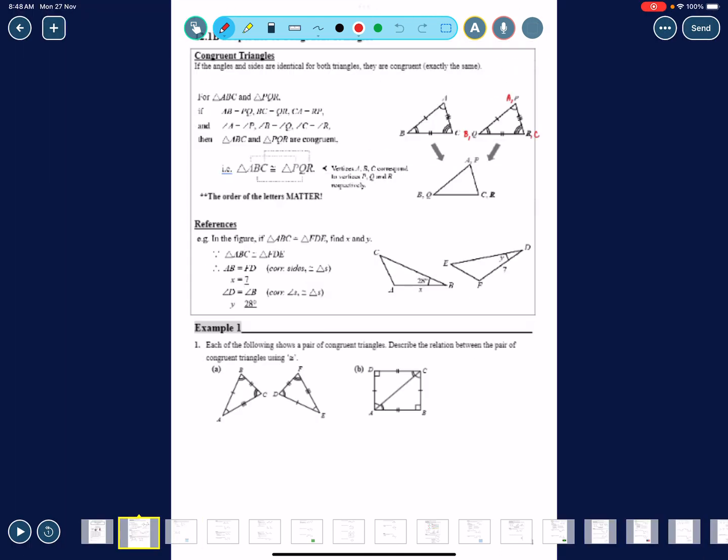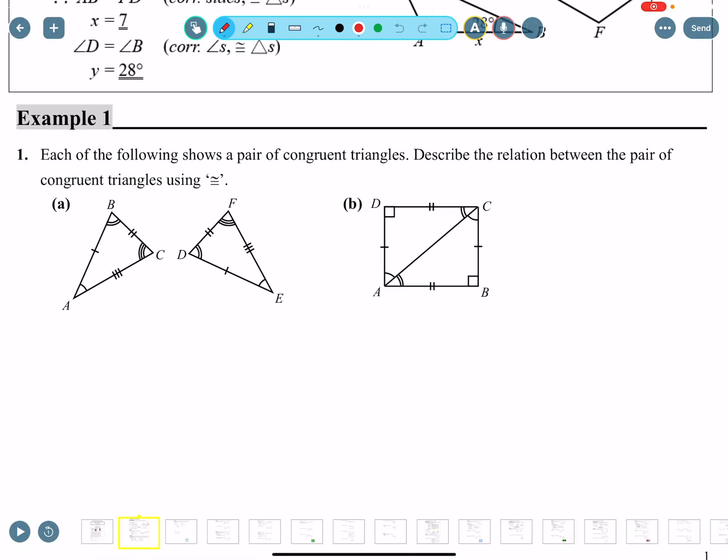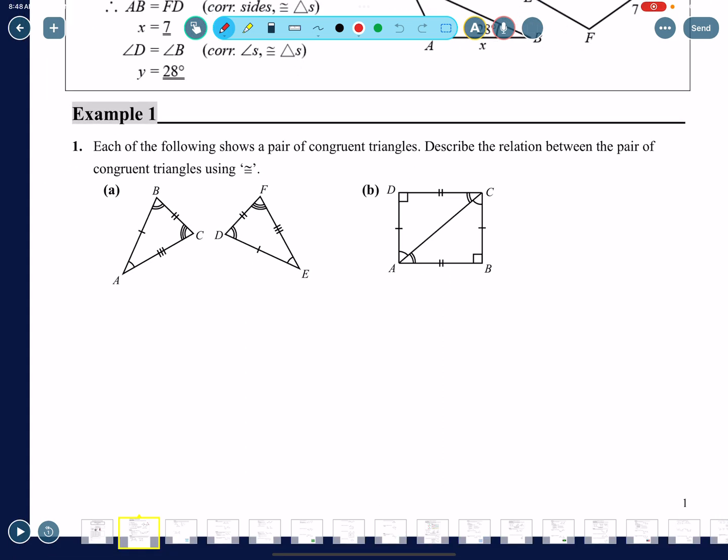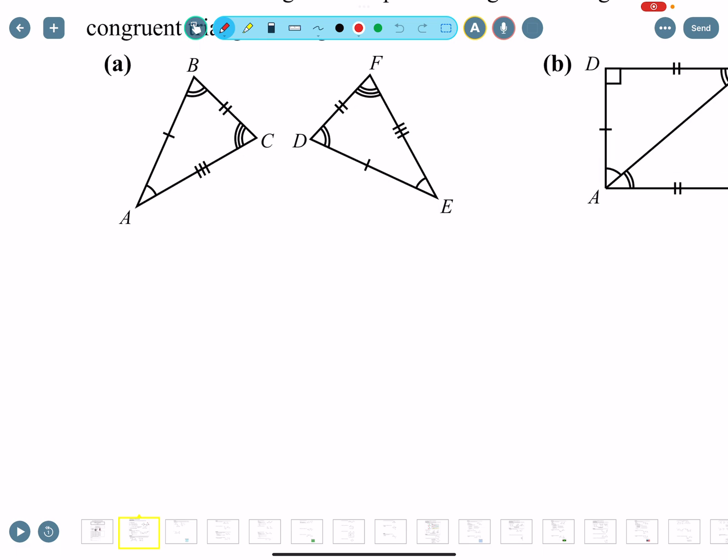Okay, so what we're going to do in this video is just pair up the triangles and learn how to use the congruent symbol properly, because the order of the letters on the symbol matters quite a lot. So we have example number 1.